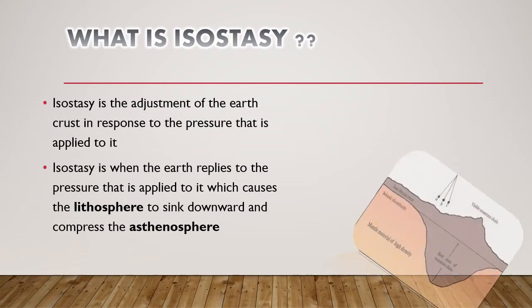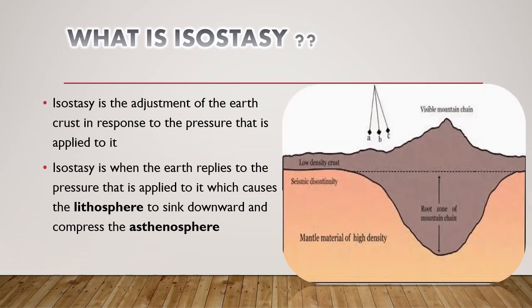What is isostasy? Isostasy is the adjustment of the Earth's crust in response to the pressure that is applied to it. Isostasy is when the Earth responds to the pressure applied to it, which causes the lithosphere to sink down and compress the asthenosphere. As we can see in the picture, the lithosphere is sinking down towards the asthenosphere.